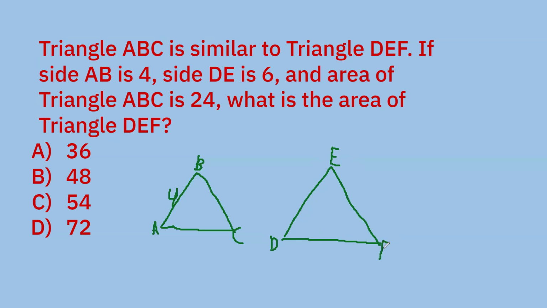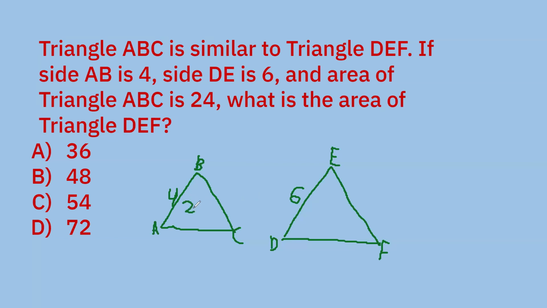If they had given us AB, let's say, and EF, since those aren't corresponding because they're not in the same positions in the label of the name, then we wouldn't be able to do this. But since we have this, right? So the area for this one, right, is 24.